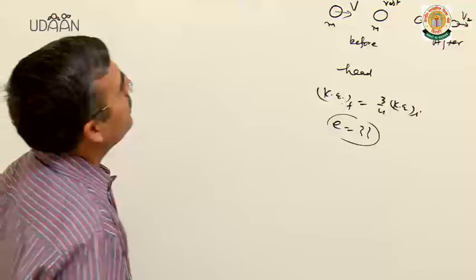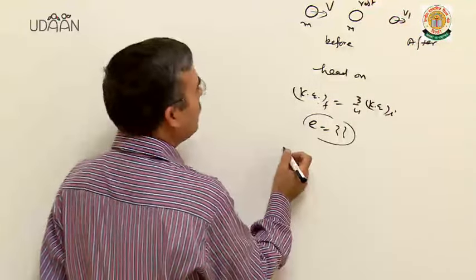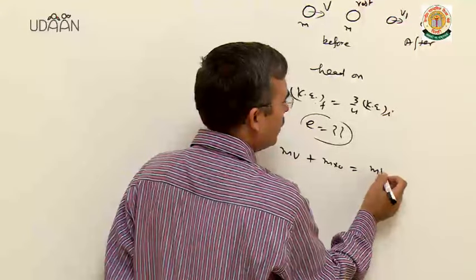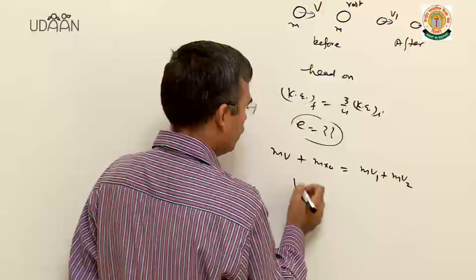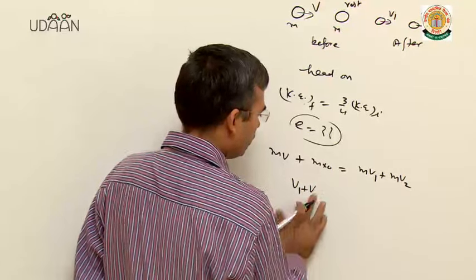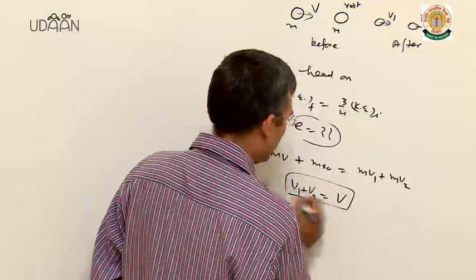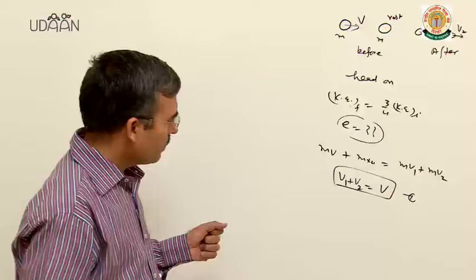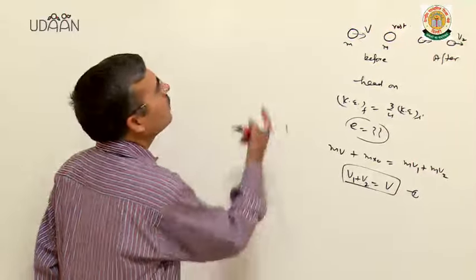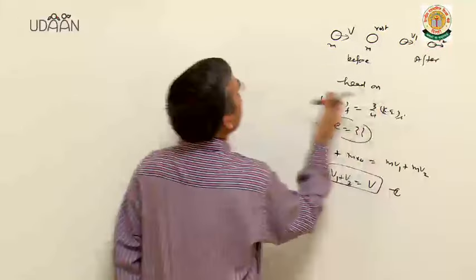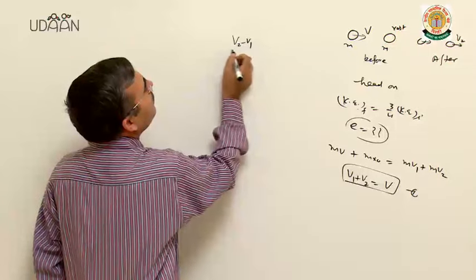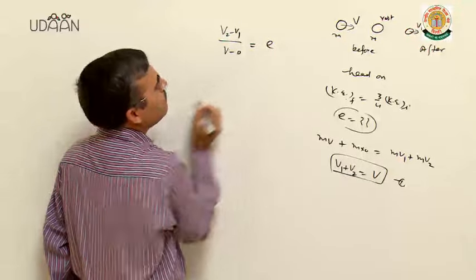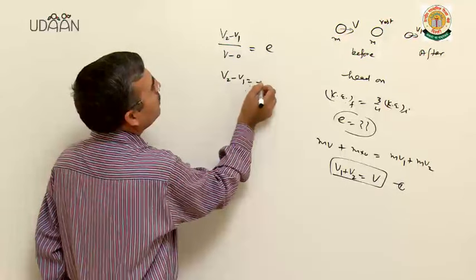So, conservation of linear momentum. You apply, m into v, momentum of this body, plus m into 0, equal to m into v1 plus m into v2. So clearly v1 plus v2 equals v. Clear? This relation we get with the help of conservation of linear momentum. Now let us apply Newton's experimental law. Velocity of separation is v2 minus v1 upon velocity of approach v minus 0, that is equal to e. So you can get v2 minus v1 equal to e into v.